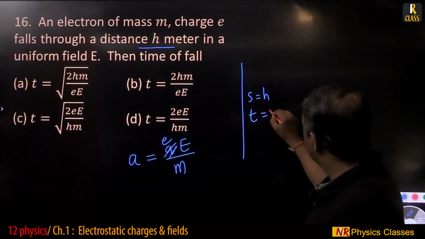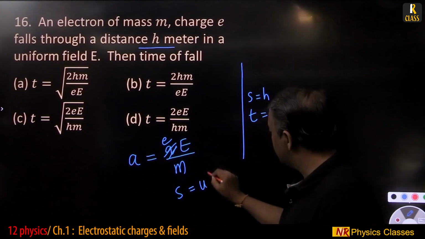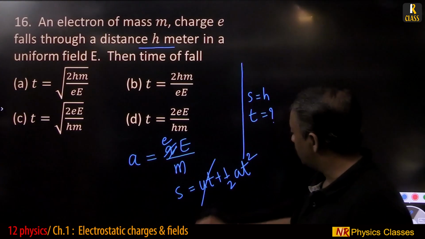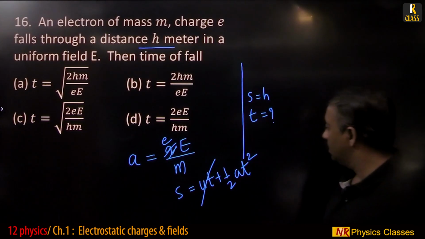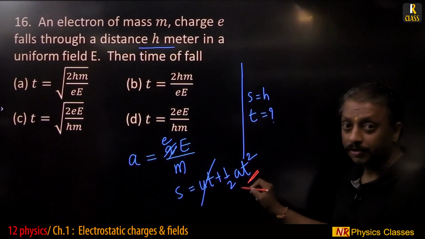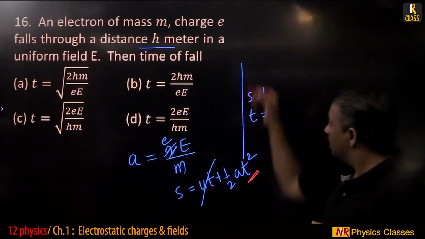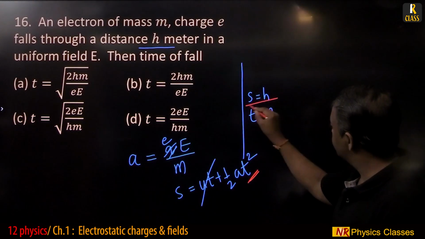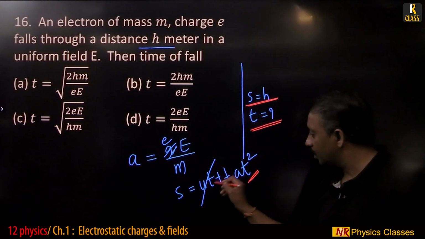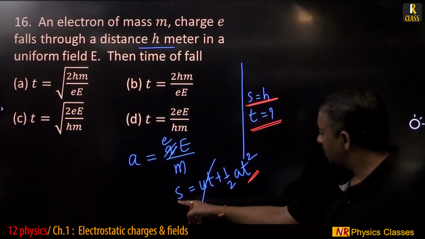Displacement and time means s equals ut plus half at square, isn't it? Initial velocity is 0. Now substitute this in this expression and solve for t. Hope you understood. Acceleration we found out. Displacement is h. They are asking time. So s equals ut plus half at square. Substitute this in this. S is h.